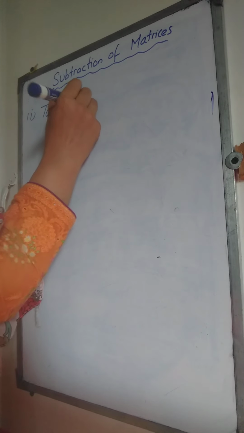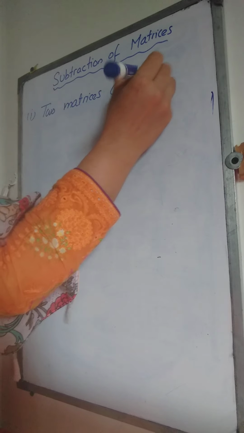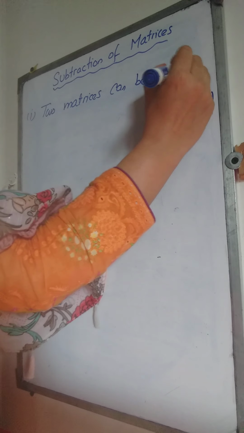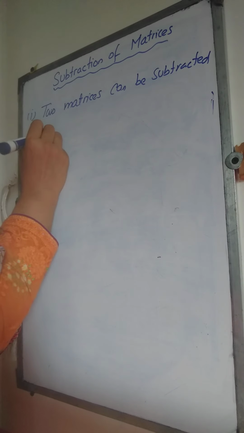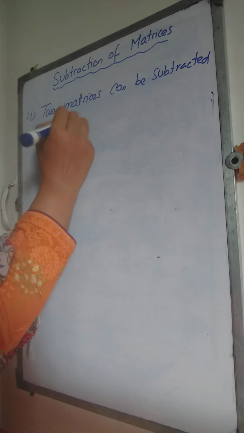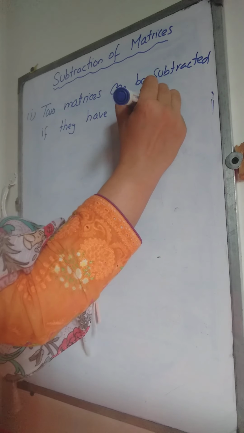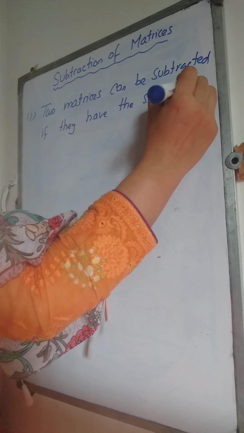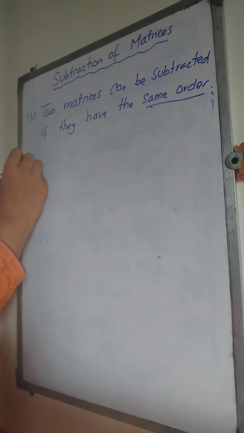Two matrices can be subtracted if they have the same order. Okay? Having the same order is the compulsion.